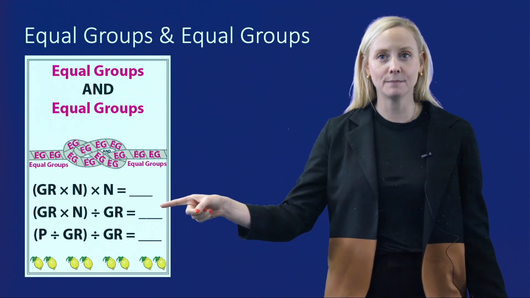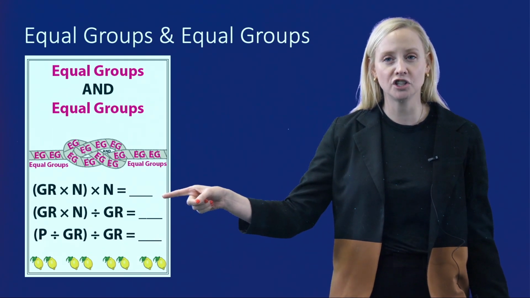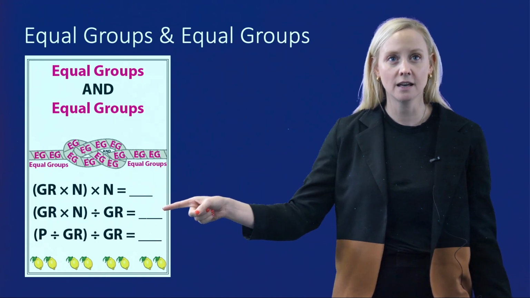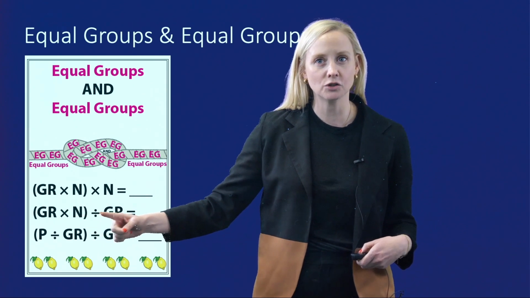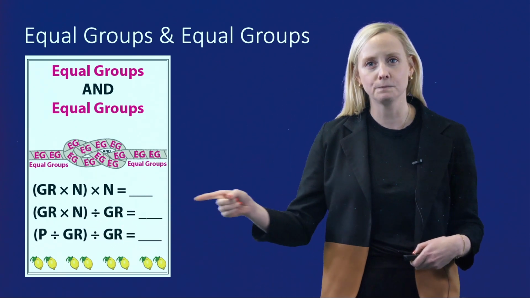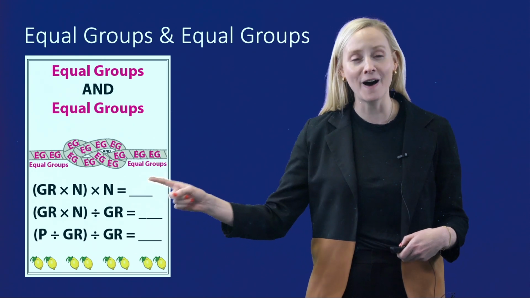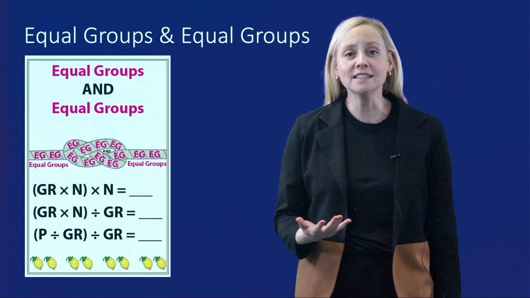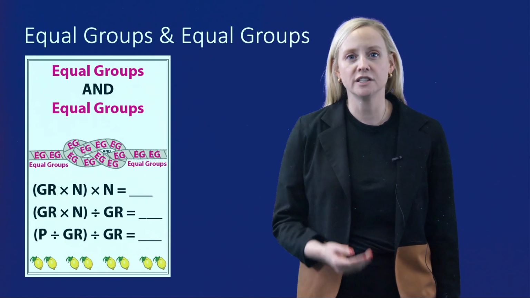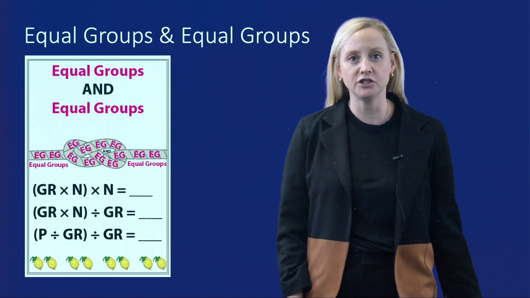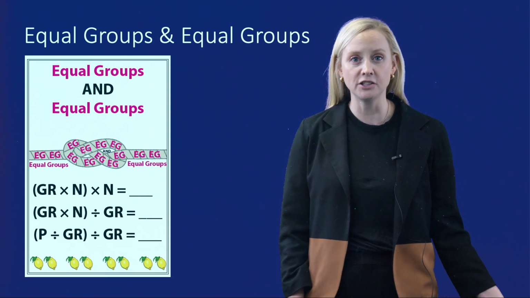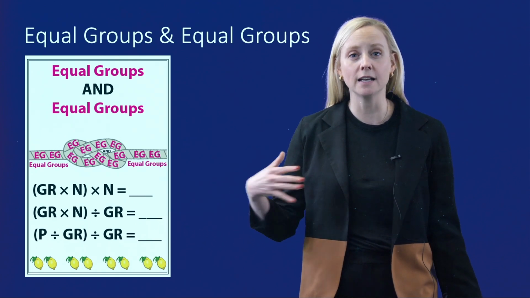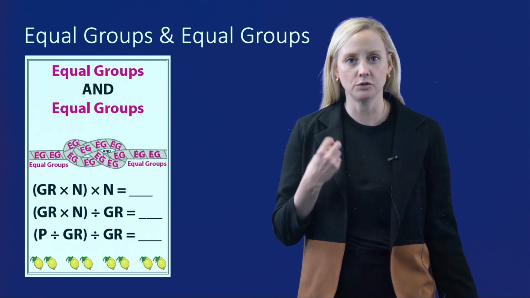In our second example, it says open parentheses, GR times N, close parentheses, divided by GR is the same as blank. So the groups times the number in each group, divided by the number of groups, equals or is the same as blank. In our last example, our equation is open parentheses, P divided by GR, close parentheses, divided by GR is the same as blank. So here students are dividing twice because we have a known product 2 times.